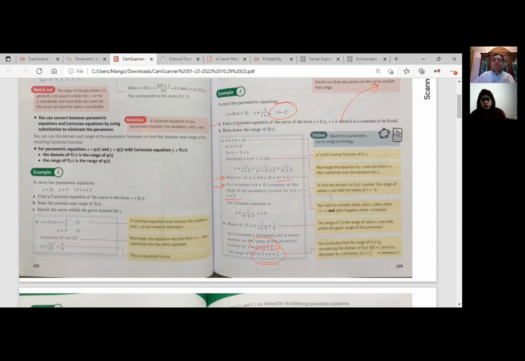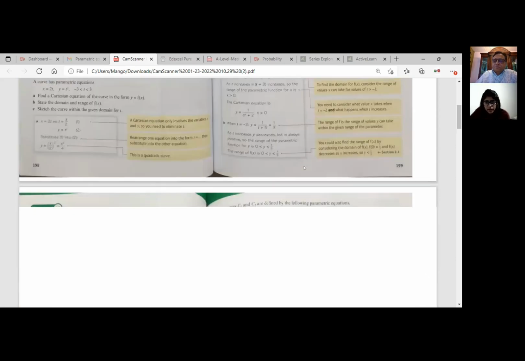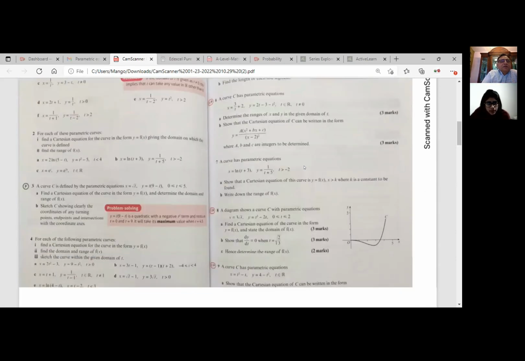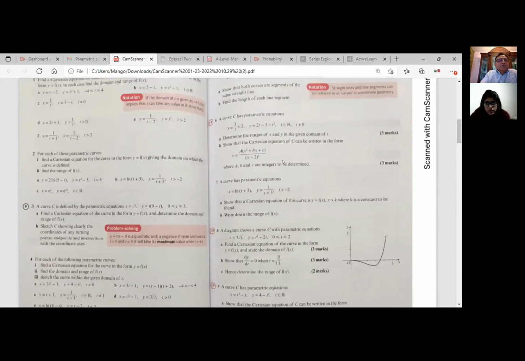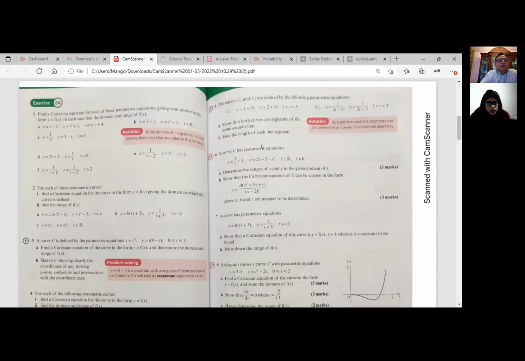Everything? Yeah. Let's see a few questions from the exercise then. Okay, so take some examples from question number 1. What does it say? Question 1 says, find a Cartesian equation for each of these parametric equations, giving your answer in the form y equals f of x. In each case, write the domain and range of f of x. Perfect. So you can pick up one example. Let's take E, for example. This is slightly more difficult than the others.